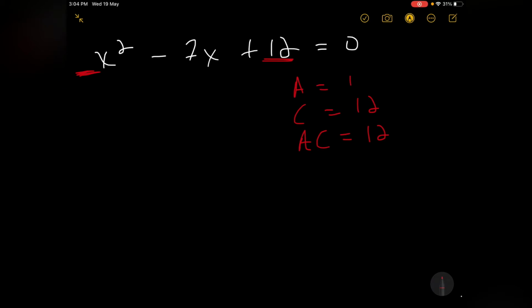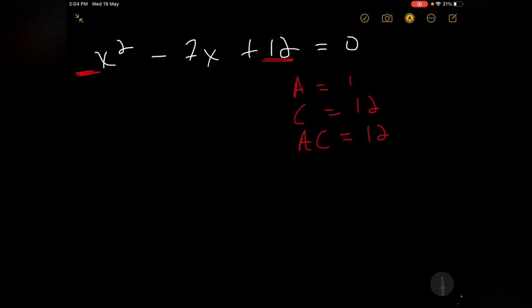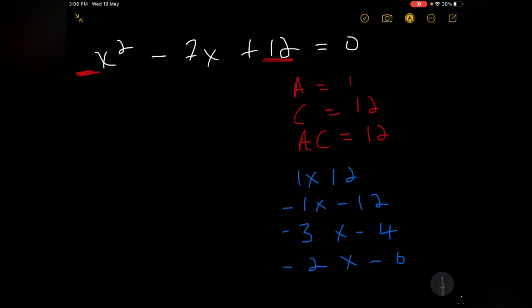So let's write factors of positive 12 because we have to pay attention to the signs. So factors of positive 12 would be 1 times 12, negative 1 times negative 12, negative 3 times negative 4, negative 2 times negative 6, and the positives of these. So we want numbers that when we add them, we get negative 7, but when we multiply them, we get a positive 12.